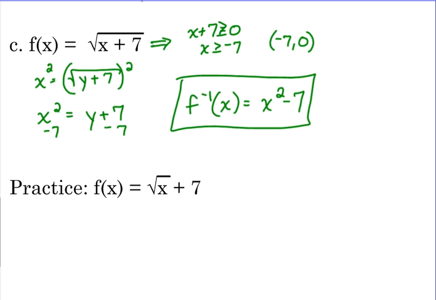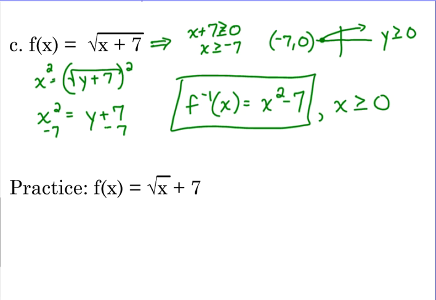So that means, if you remember back to our square root functions when we were doing them, this is what this one looks like. It starts at negative 7, and it would look like this. So what's the range of that function? Okay, from 0 to positive infinity, or y is greater than or equal to 0. So the range of the original becomes the domain of the inverse function.